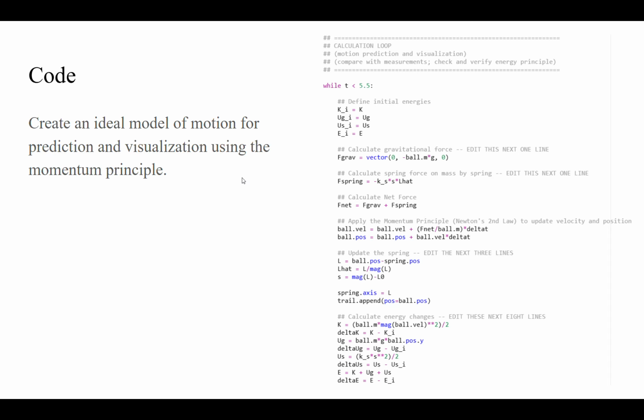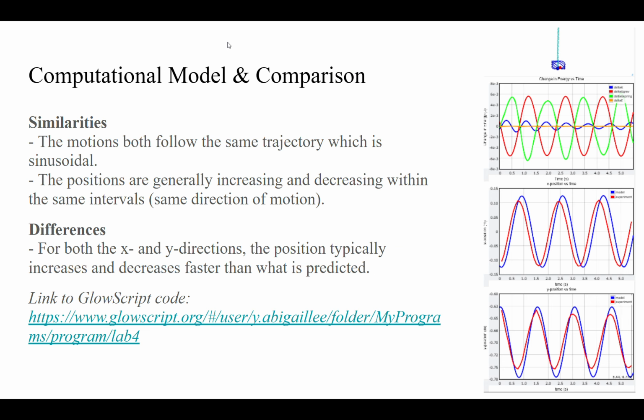And it's continued. So this is basically just the energy principle. And then this is the output of the computational model. So there's 3 graphs and then 1 model. And the similarities are that the motions both follow the same trajectory, which is sinusoidal, and the positions are generally increasing and decreasing within the same intervals and have the same direction of motion. And the difference is that for both the x and y directions, the position typically increases and decreases faster than what's predicted.